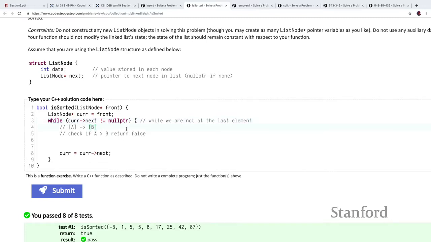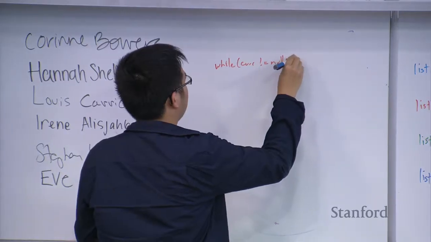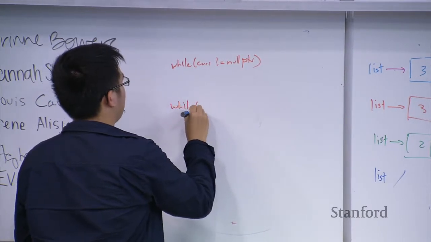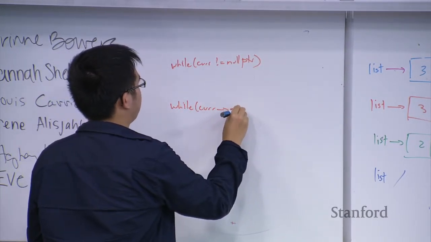Oftentimes, when you write different kinds of code, you'll often see two different kinds of loops. One is while cur is not equal to null pointer, and then the other is while cur next is not null pointer.